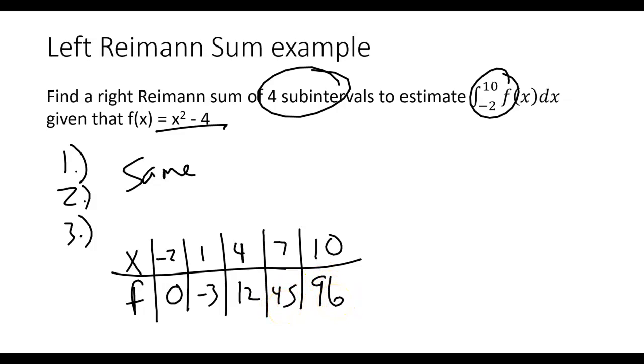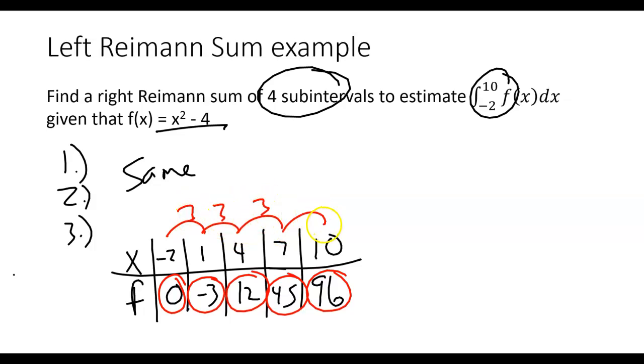All right. The only difference for a left Riemann sum is that we start on the left side. So now these are my heights, and my bases are still 3. So base times height, base times height, and so on.